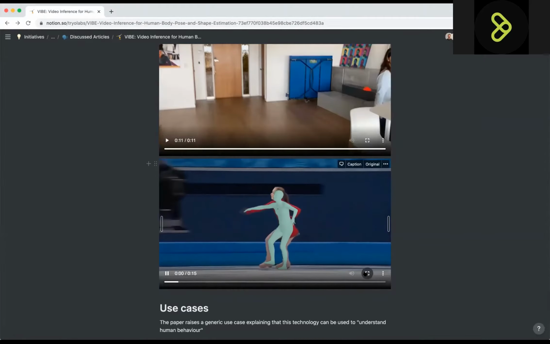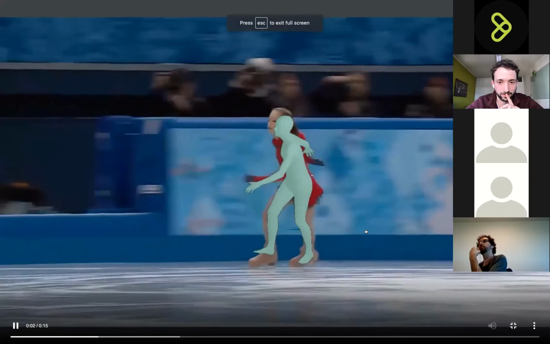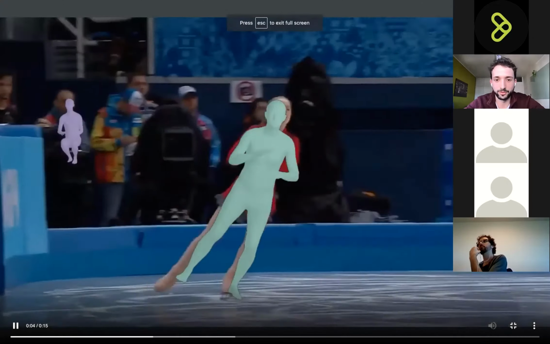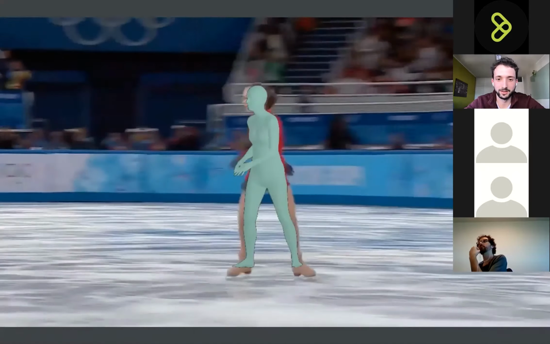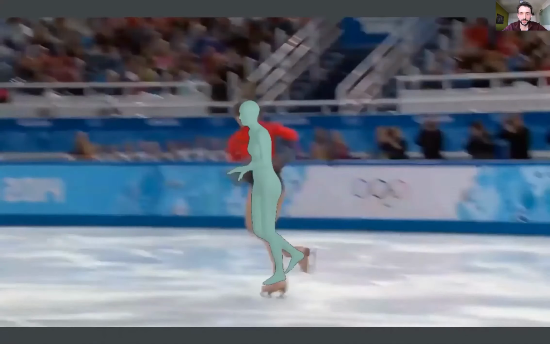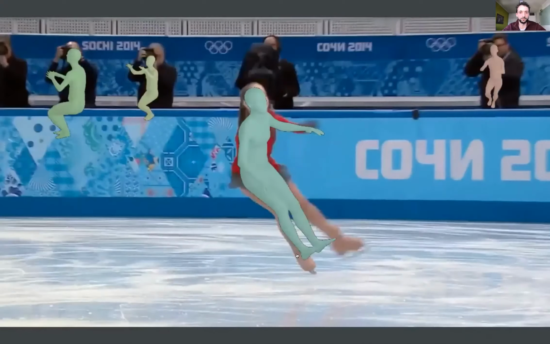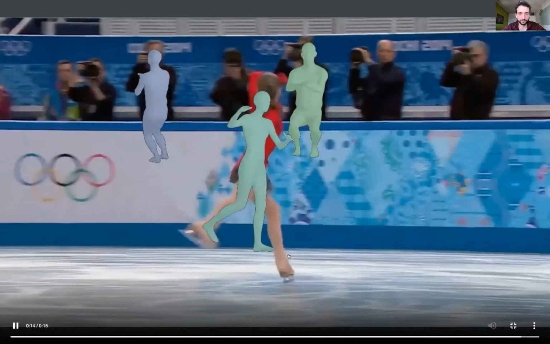And this is a demo I added today because I was astonished at how well it does. So we have a figure skater that jumps in the air, and you can see that it finds really good results when jumping and doing very quick motions.